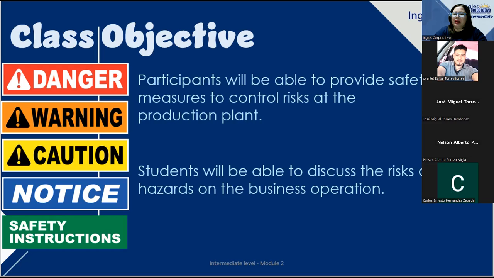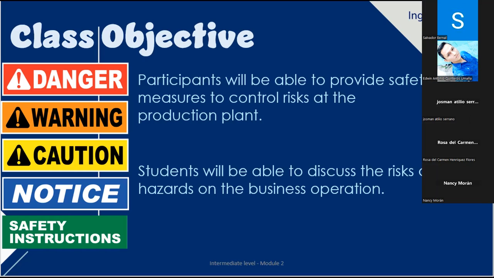Edwin, Antonio, could you please read the objectives for this class? Yes, teacher. Participants will be able to provide safety measures to control risk at the production plant. Another one too? Yes, please. Okay. Students will be able to discuss the risks and hazards on the business operations. Thank you very much.